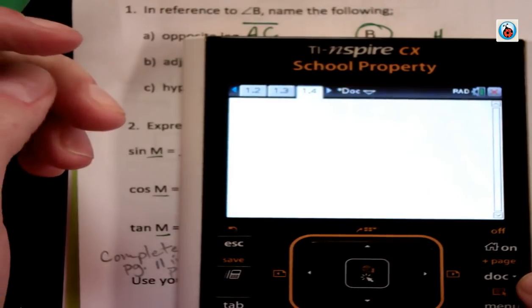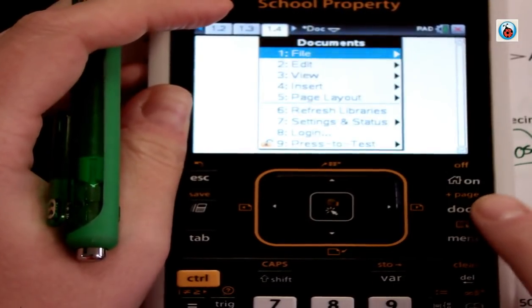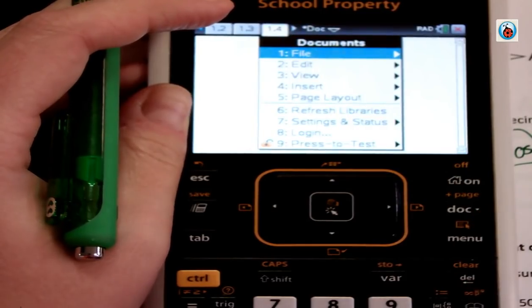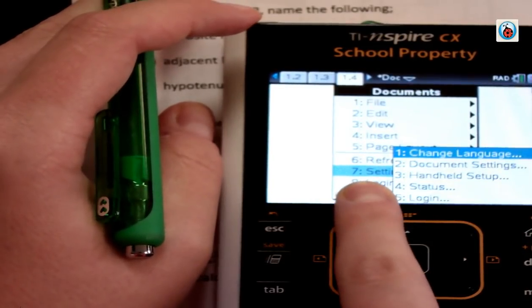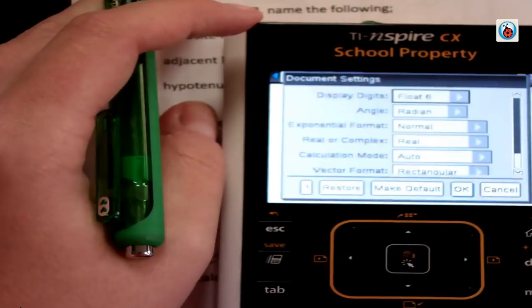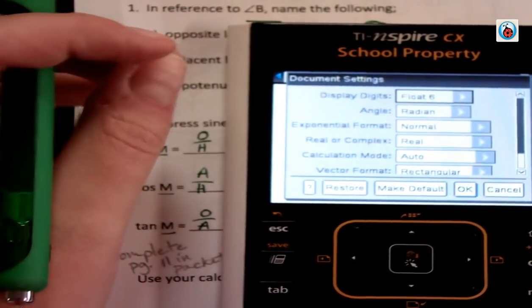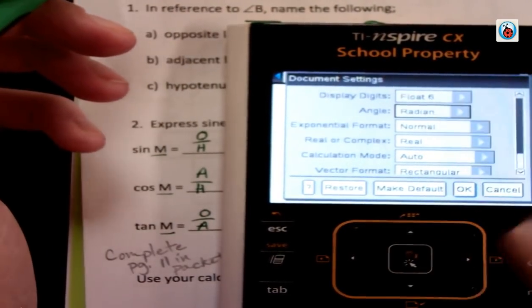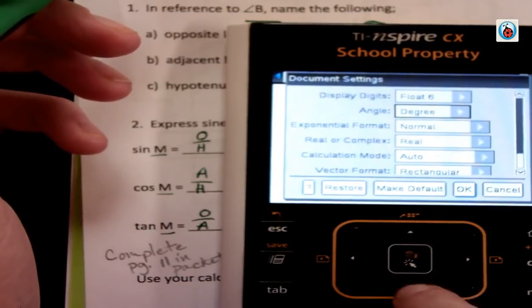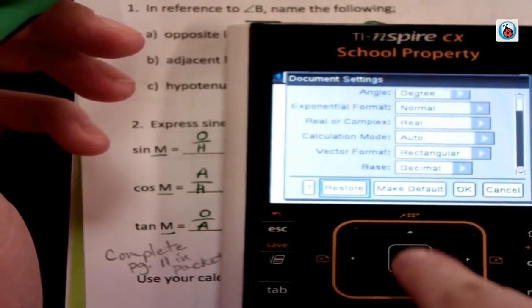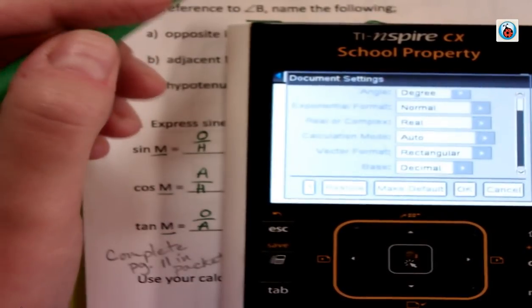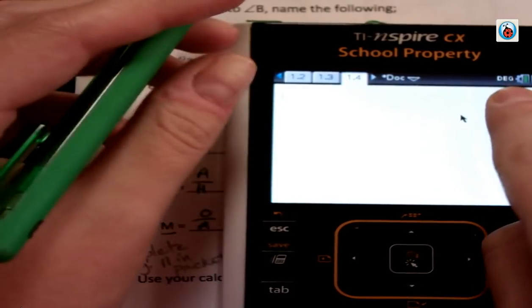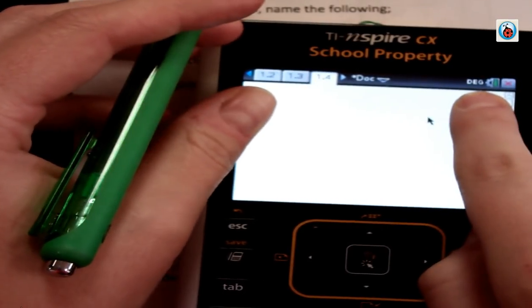You click Doc, so right there, Doc, and go to the Documents, and then you are going to go to 7. Alright, so 7, which is Settings, and then click 2. So Doc 7.2, don't forget that. And then under radian, we change that to degree. Go down, say make default. Yay. It'll load for a second, and then it'll say degree on it.